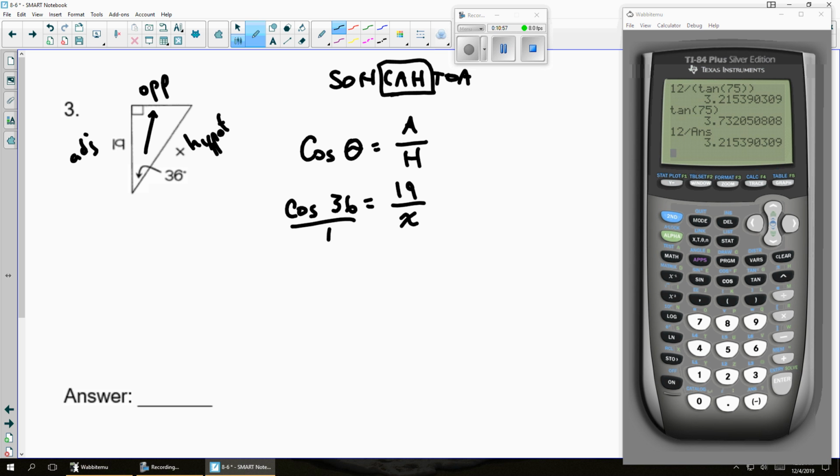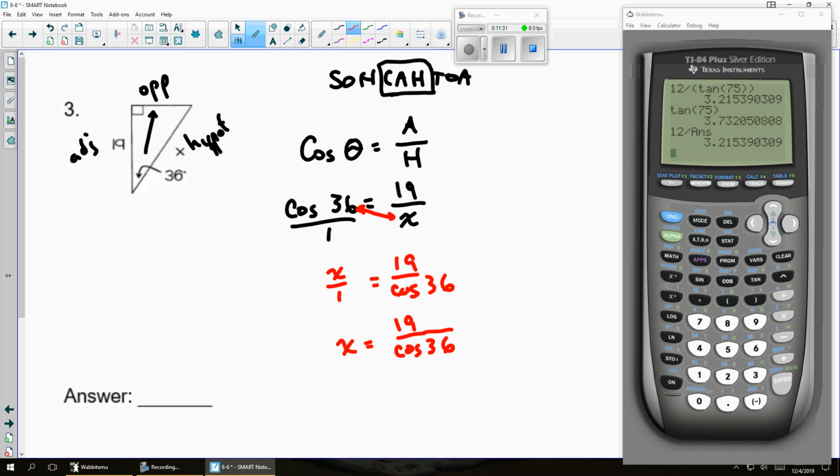And you might have noticed, since I'm cross multiplying, this thing that I have written right here is actually the same as this. Basically, these two things here just switch places, because you can see when you cross multiply, it works out to be the same way. Well, this way I've done it in red is a little nicer, because now this just says x equals 19 over the cosine of 36.